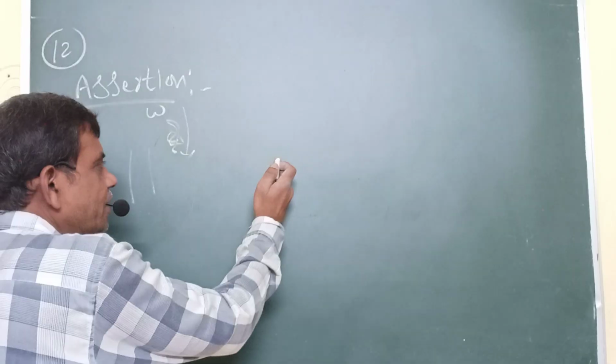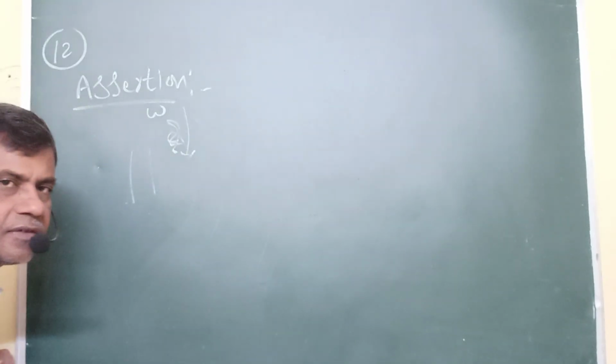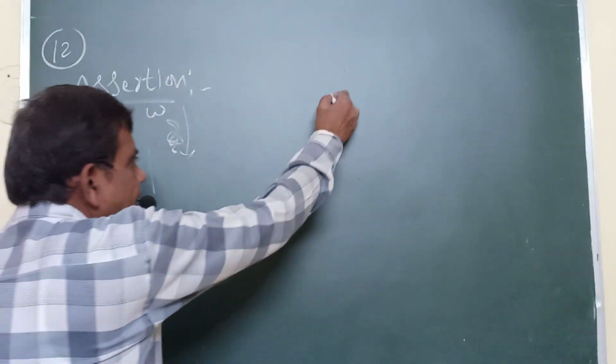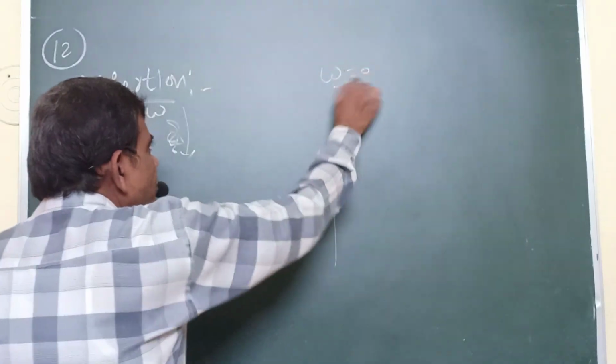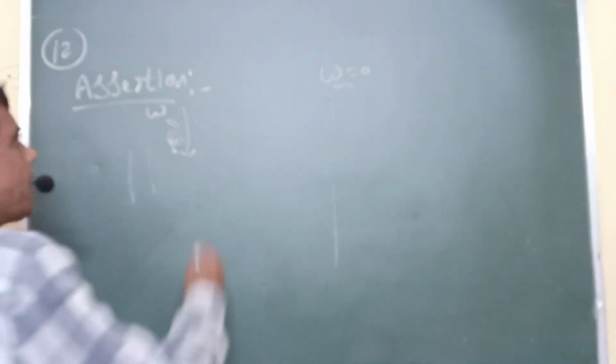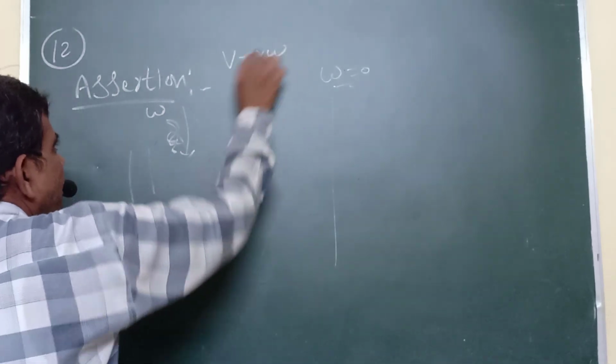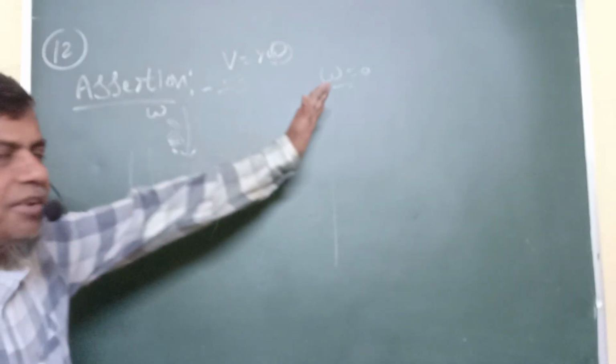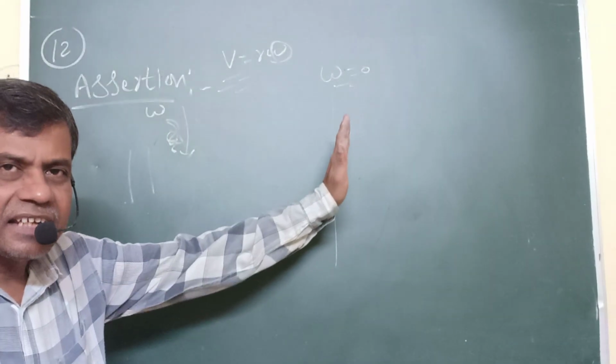Similarly, going like this, what happens? Moving away from the observer, omega, the angular velocity, gradually decreases. At the edge, what happens? Omega becomes 0. In circular motion, we have one relation, V equals R omega. If omega is 0, V becomes 0. V becomes 0 means long distance objects appear to be at rest.